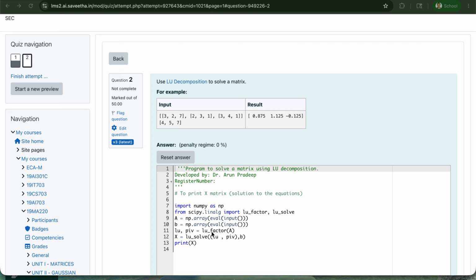This is an intermediate step without which you will not get the answer. So finally you're going to print this and you're done.